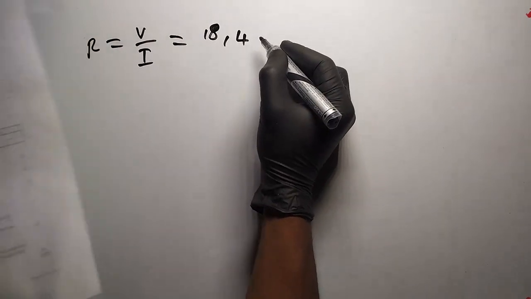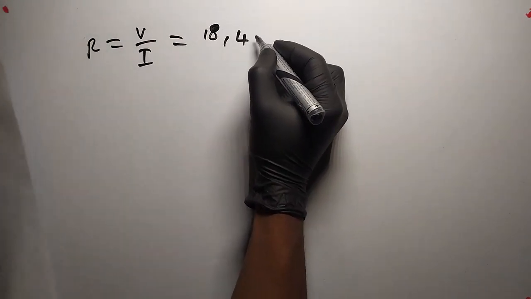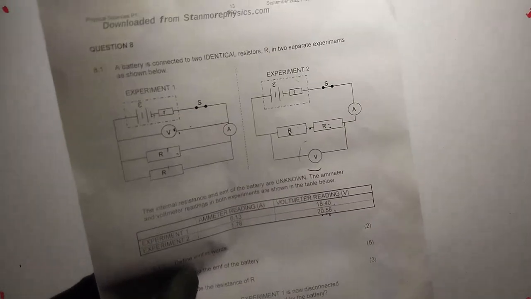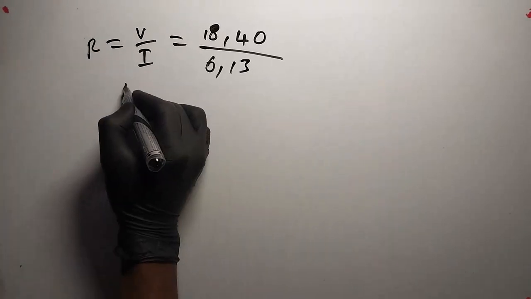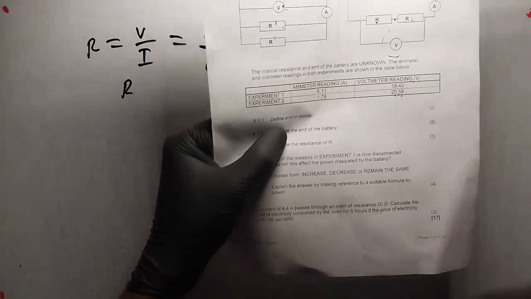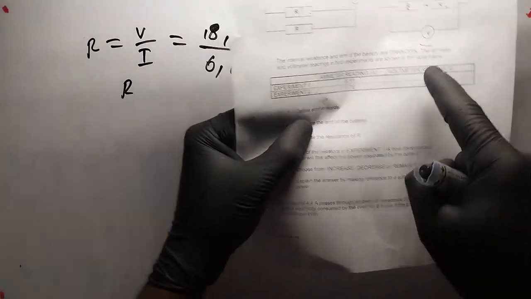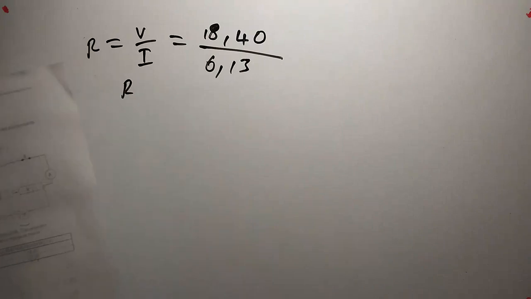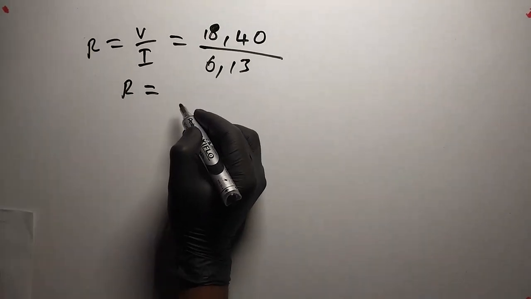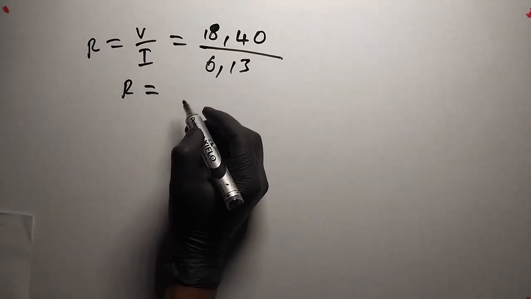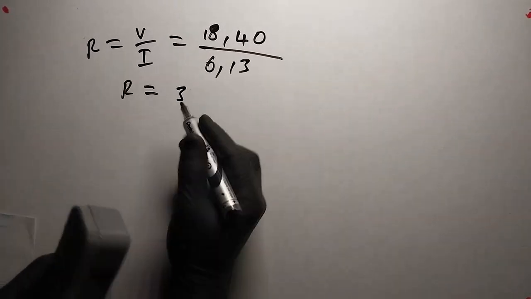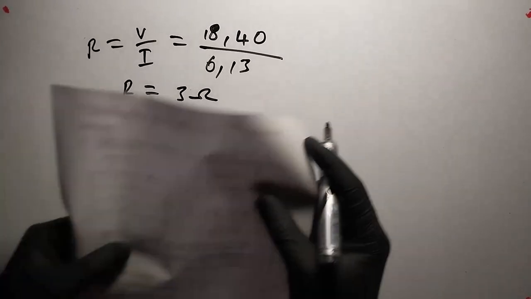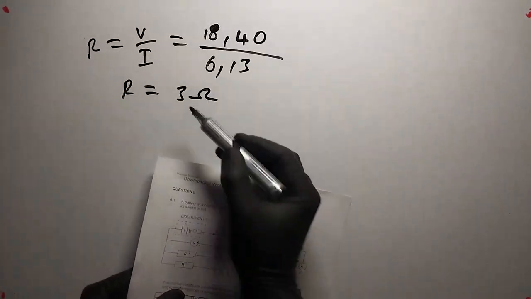18.40, and then your current over here is 6.13. You're going to find that the total external, because I'm using the total current and also the total external voltage, equals to what? You should get 3.00 something, which is the same as 3 ohms. 3 ohms, which means if you add these two resistances, you should get 3 ohms.